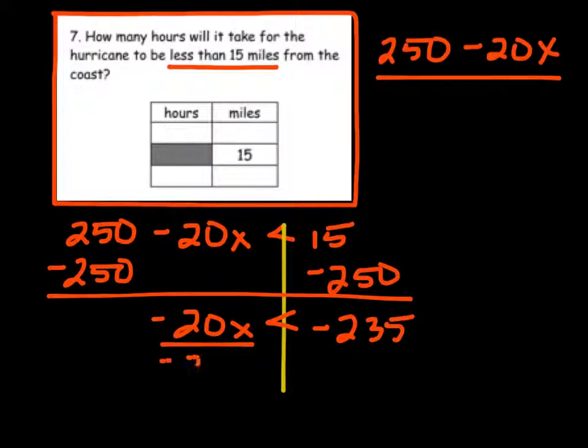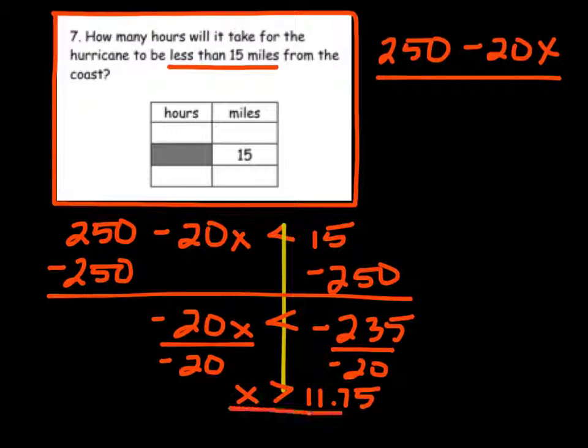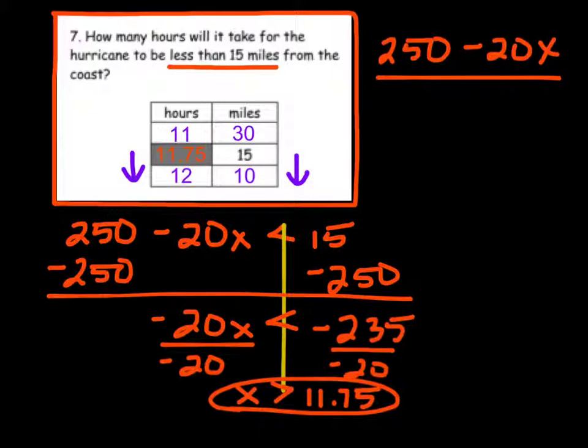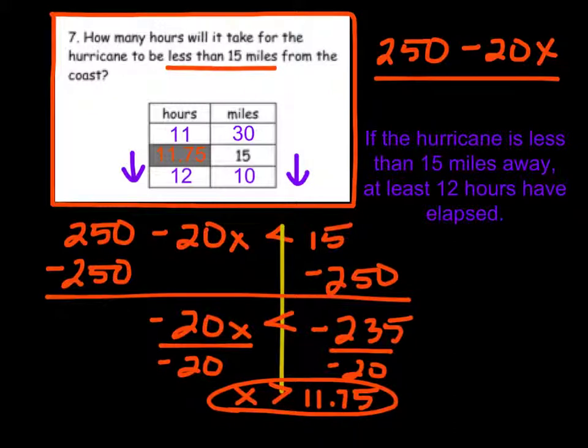And then again, we want to divide both sides by negative 20. So that's going to give me x must be greater than, remember, sign flips, 11.75. Now again, that's where it's going to hit 15 miles. We want the hours on either side of that. So let's look at 11 hours and 12 hours. At 11 hours the distance would be 30 miles, and at 12 hours the distance would be 10 miles. So to make our statement here, if we want less than 15 miles, we're looking at what's happening to our hours. As the distance decreases, the hours increase. So our statement here: if the hurricane is less than 15 miles away, then at least 12 hours have elapsed.